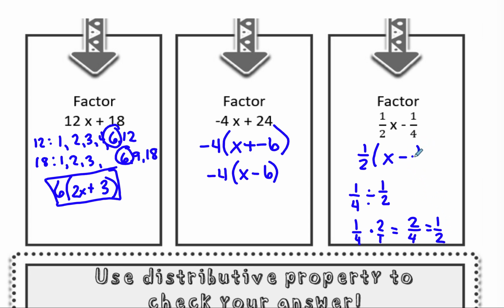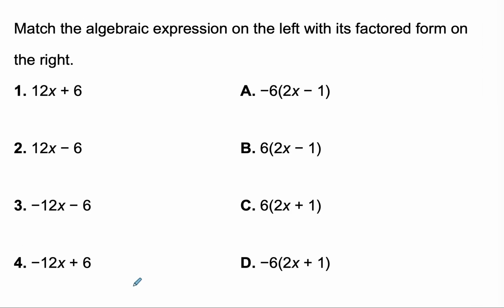And then I'm ready to put my answer back in. 1/2 times x is 1/2 x. 1/2 times -1/2 is -1/4. And if you wanted to make that a plus -1/4, then you certainly could. You always want to make sure you're using the distributive property to check your answer. Okay, last one. So matching the algebraic expression on the left with its factored form on the right. Go ahead and pause the video and try this one on your own.